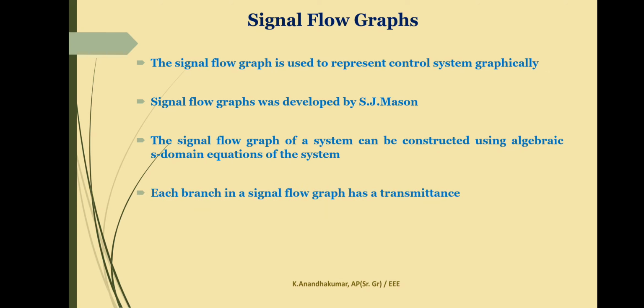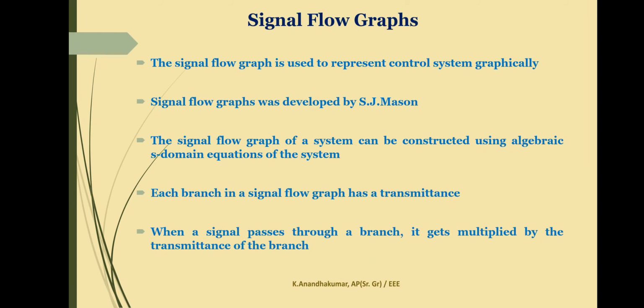In the signal flow graph, each branch will have a transmittance. When a signal passes through a branch, it gets multiplied by the transmittance of that particular branch.